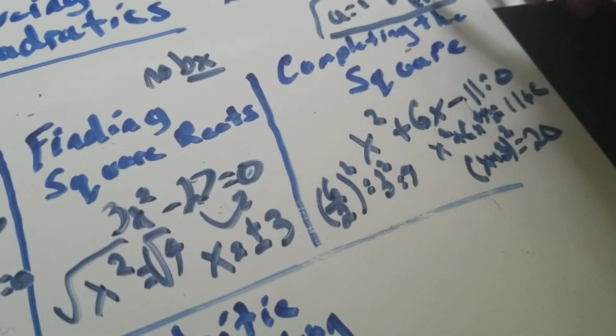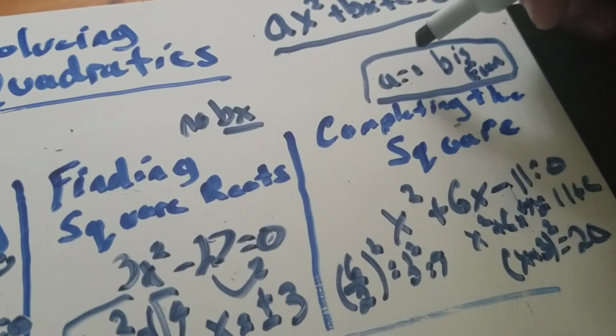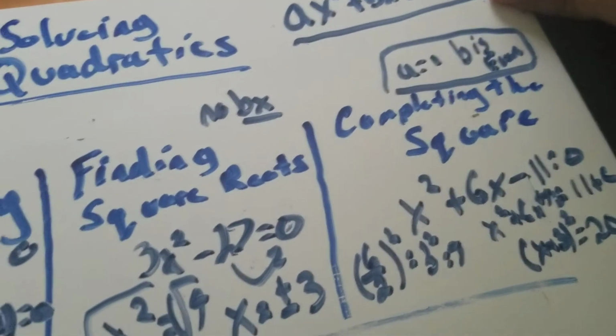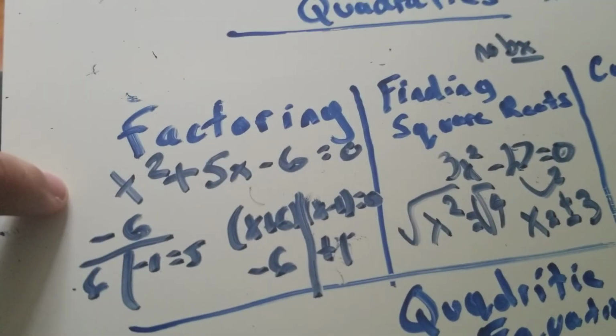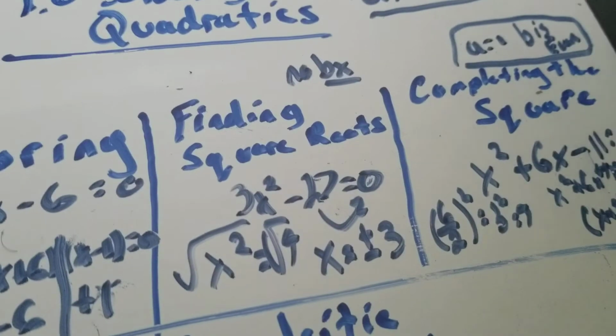When a equals 1, b is even, and I guess I should say also, I'm sorry, it was off camera. A equals 1, b is even, and I should also say, when factoring is not the best option. Like, I do this after factoring.